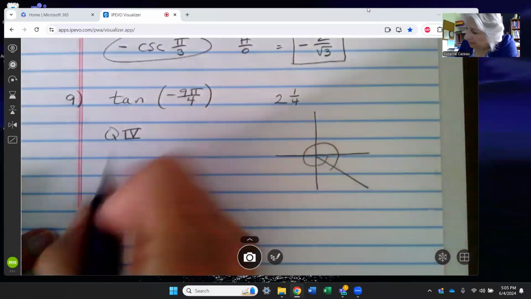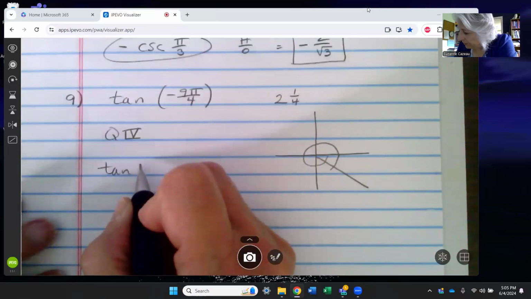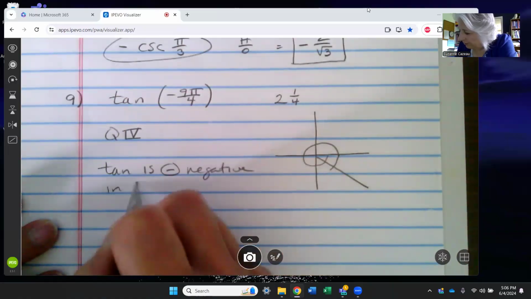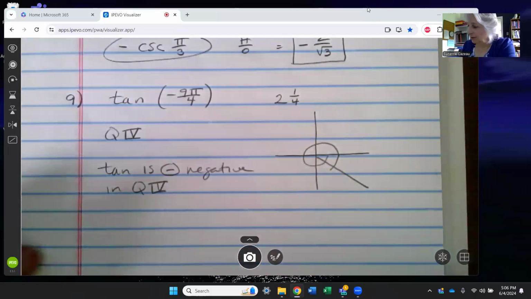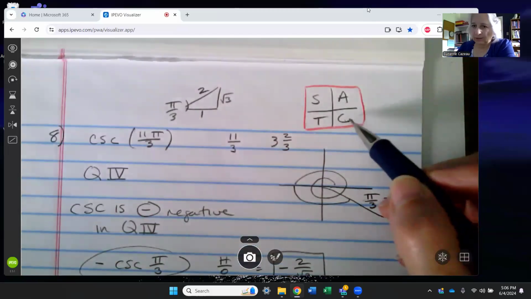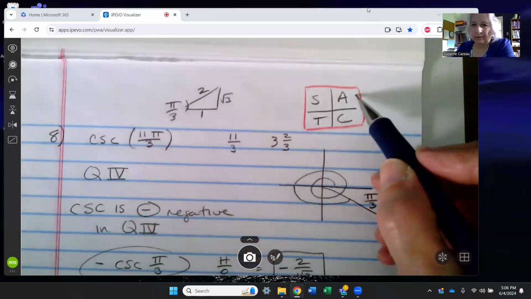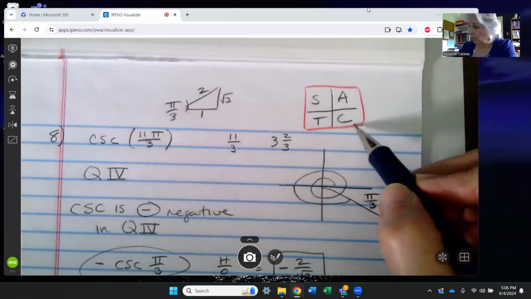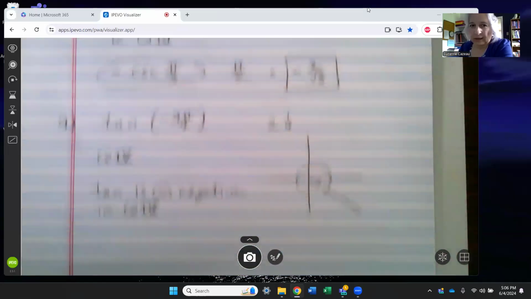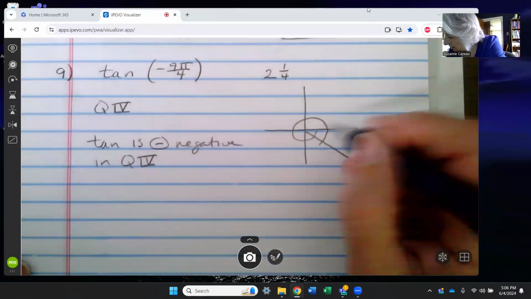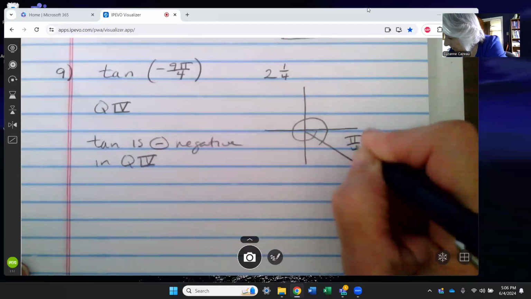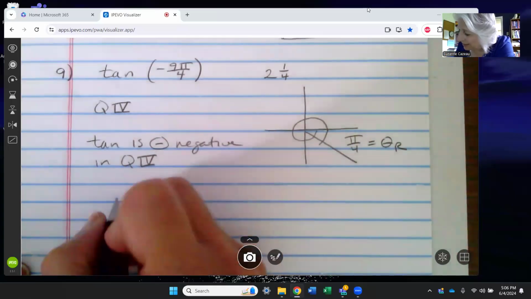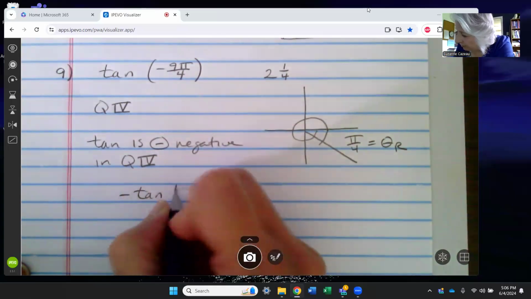And tangent is negative in quadrant 4 because all students take calculus. Right here. Tangent is positive in quadrants 1 and 3. Tangent is negative in quadrants 2 and 4. And our reference angle is pi over 4. This is pi over 4 in here. So that is our reference angle. So we are equivalent to a negative tangent pi over 4.